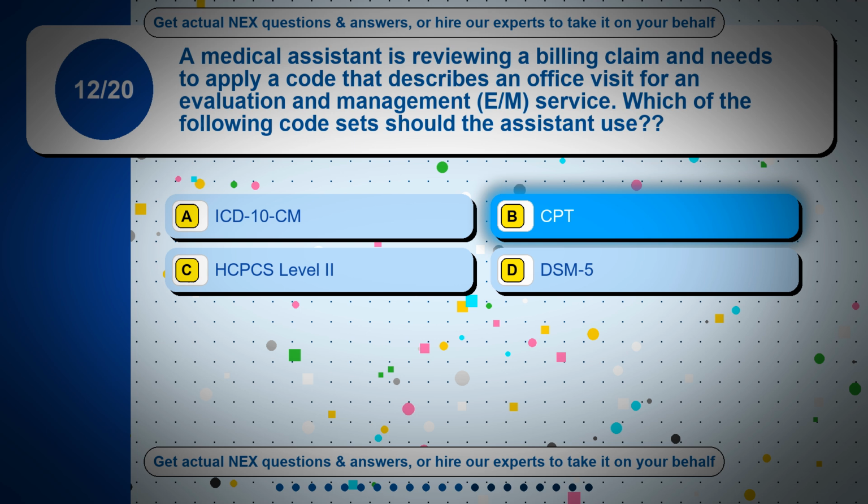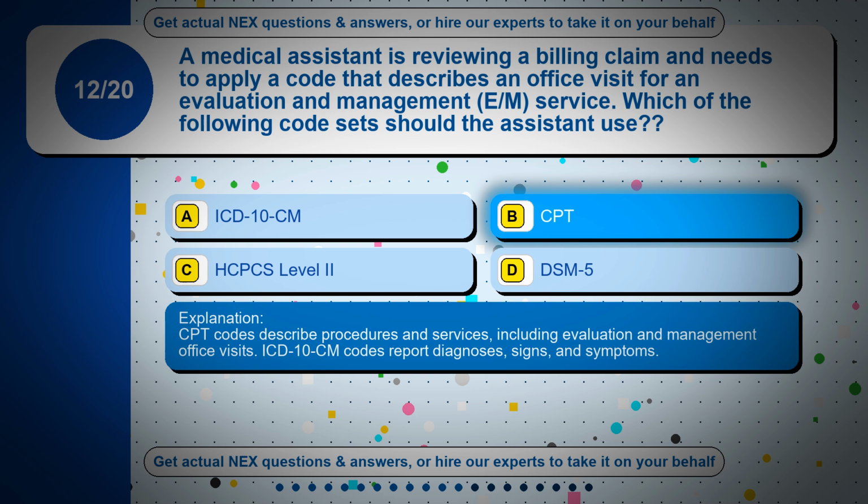CPT. CPT codes describe procedures and services, including evaluation and management office visits. ICD-10-CM codes report diagnoses, signs, and symptoms.